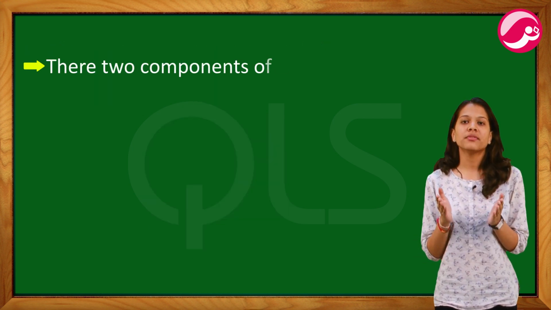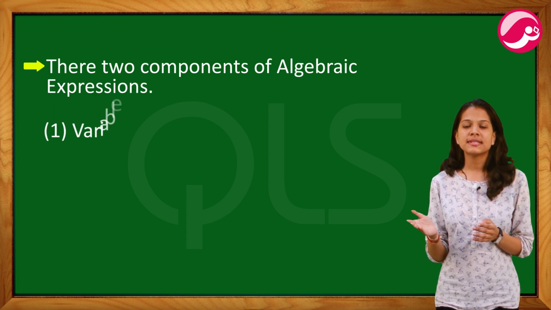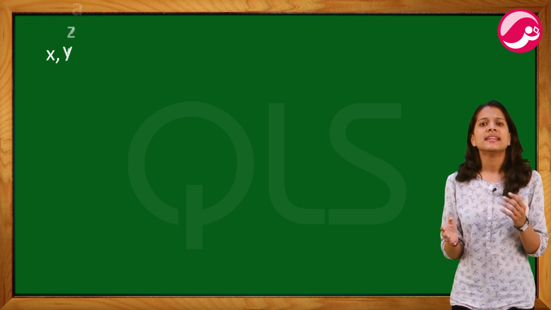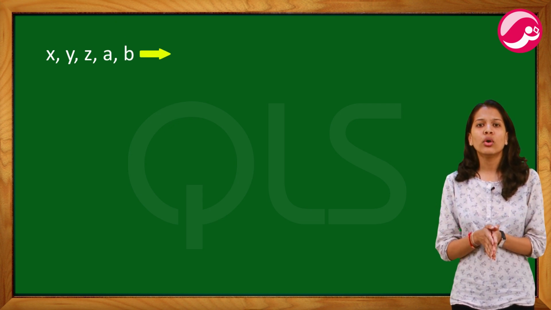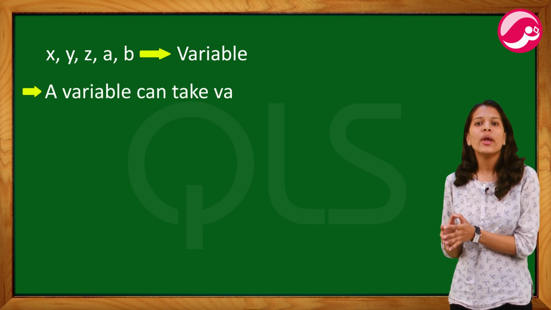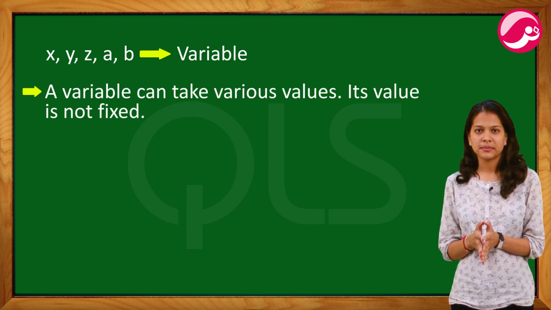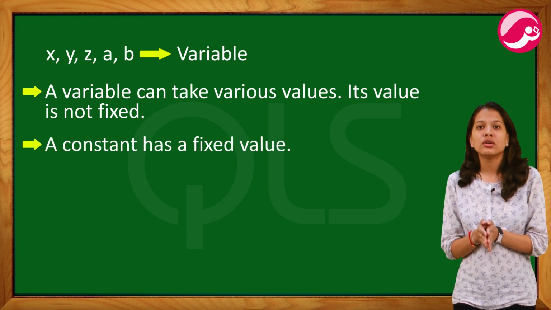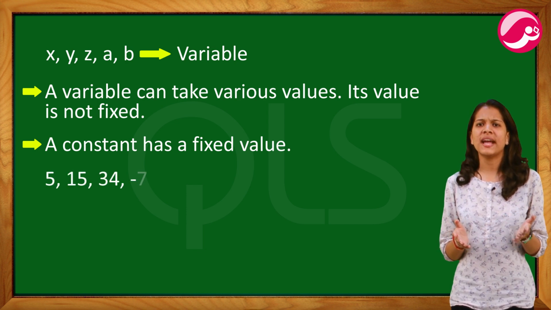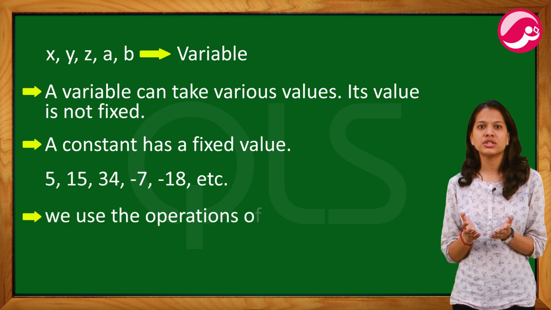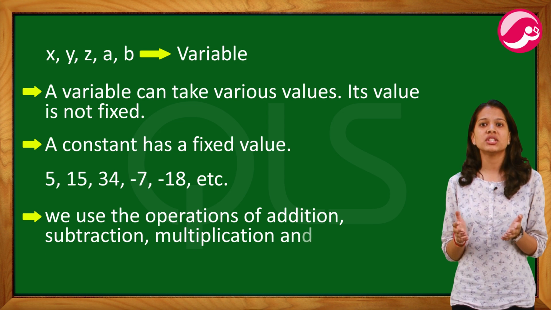There are two components of algebraic expressions. They are variables and constants. We combine variables and constants to make algebraic expressions. We use letters like x, y, z, a, b, etc. to denote variables. Now, let's understand what a variable is. A variable can take various values. Its value is not fixed. On the other hand, a constant has a fixed value. Examples of constants are 5, 15, 34, minus 7, minus 18, etc. To combine the two components, we use the operations of addition, subtraction, multiplication and division.